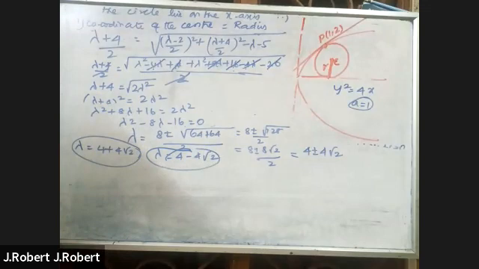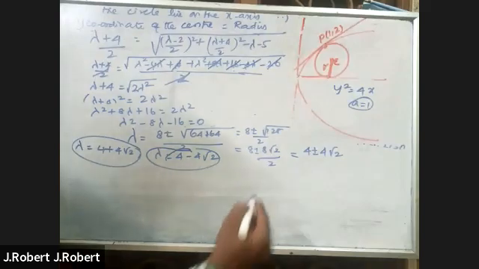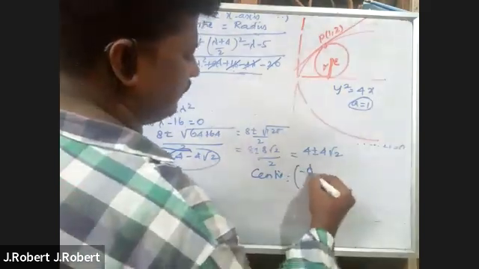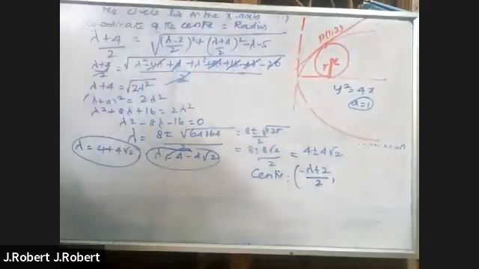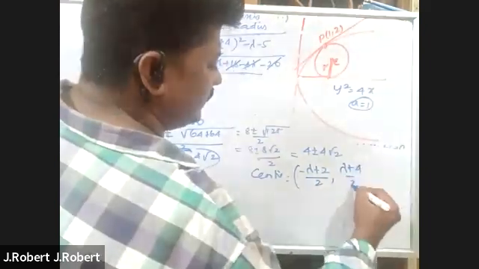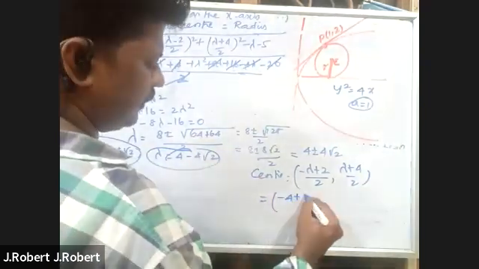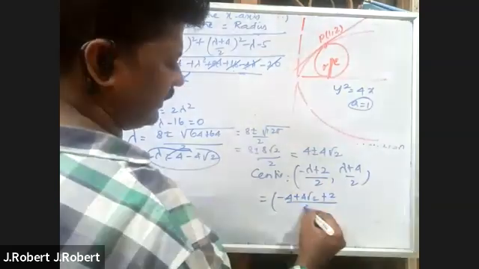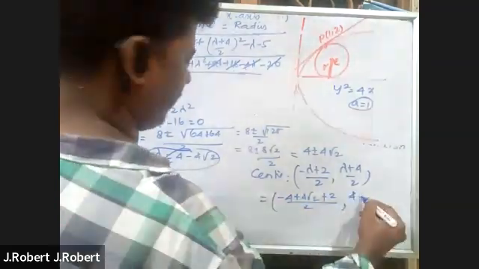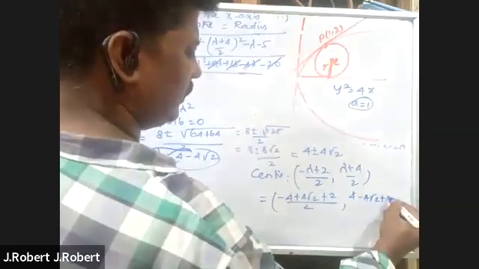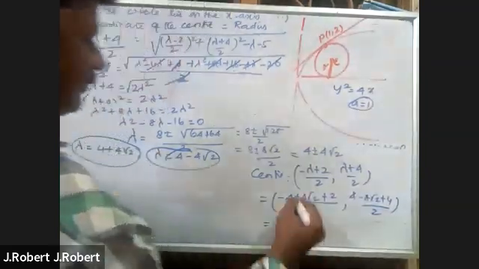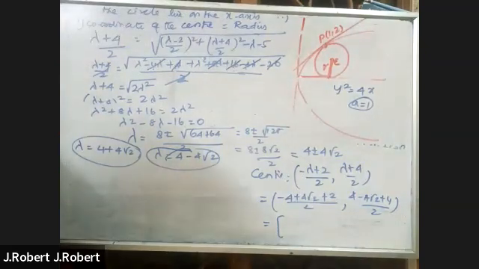Now the center. I have taken the center as minus of lambda plus 2 divided by 2, comma, lambda plus 4 divided by 2. Now we substitute the lambda value. Lambda is 4 minus 4 root 2. We get minus 4 plus 4 root 2 plus 2 divided by 2, comma, 4 minus 4 root 2 plus 4 divided by 2. We simplify: minus 4 plus 2 is equal to minus 2.